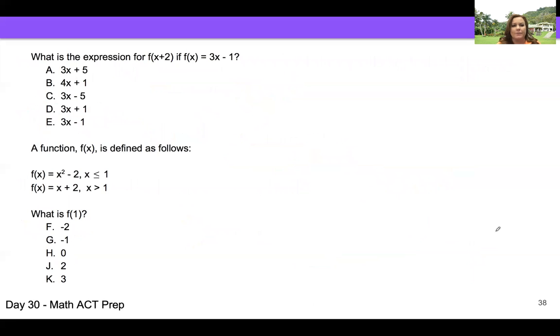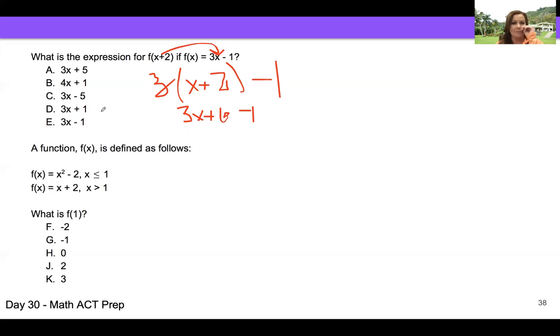Now let's look at this one. What is the expression for f of x plus 2 if f of x is 3x minus 1? Again, all you do is everywhere you see an x, replace it with an x plus 2. So 3 times x plus 2 minus 1. We're going to get 3x plus 6 minus 1 gives us 3x plus 5. And you've got to be a little diligent here because you've got plus 6 minus 1. Make sure you don't mess up your positives and negatives.